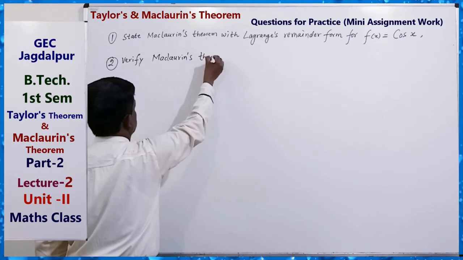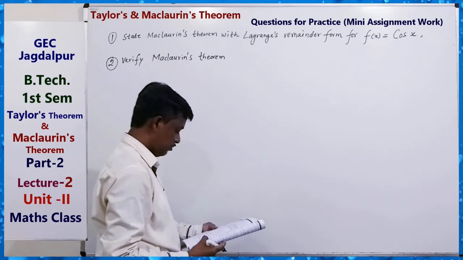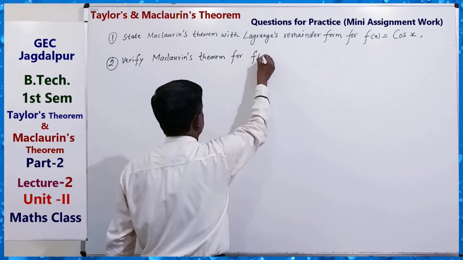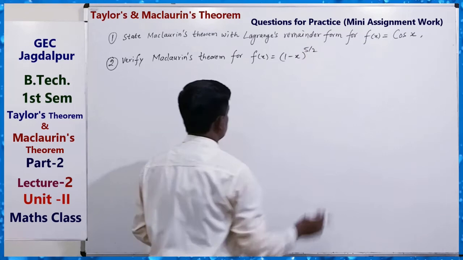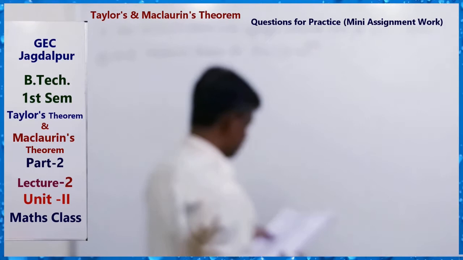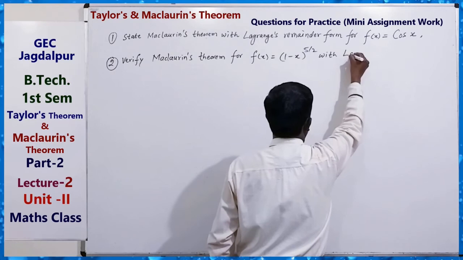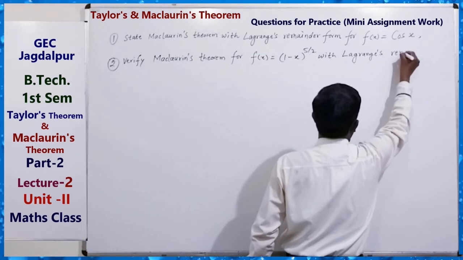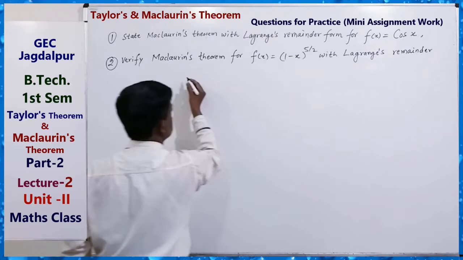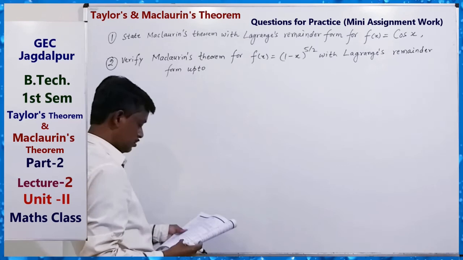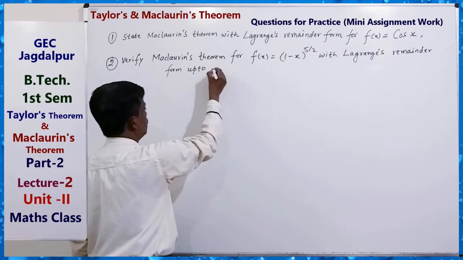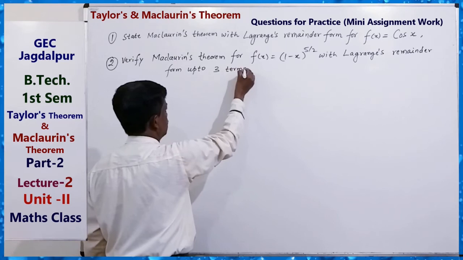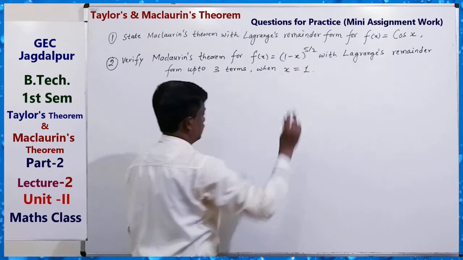Verify Maclaurin's theorem for f(x) equals (1 minus x) to the power 5 by 2 with Lagrange's remainder form up to three terms, when x equals 1.